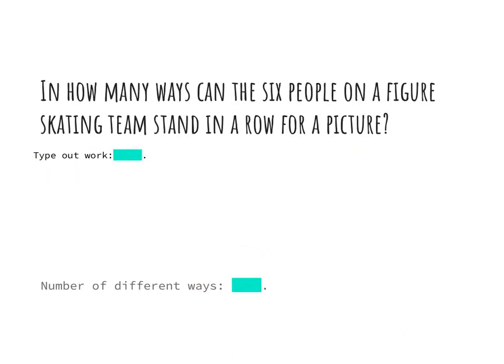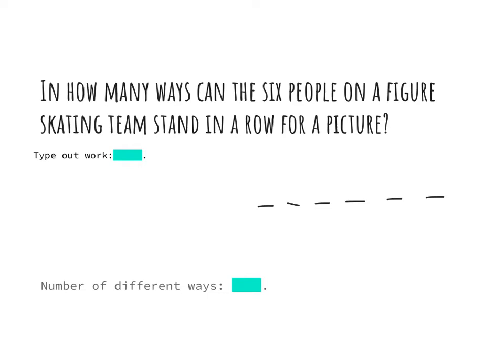All right, for this next one, how many ways can 6 people in a figure skating team stand in a row for a picture? So if we've got 6 total people standing for a picture, that means there are 6 different options or places for them to stand. So I'm just going to kind of draw a visual. 1, 2, 3, 4, 5, 6. Okay, so those are the 6 different places where people can stand.